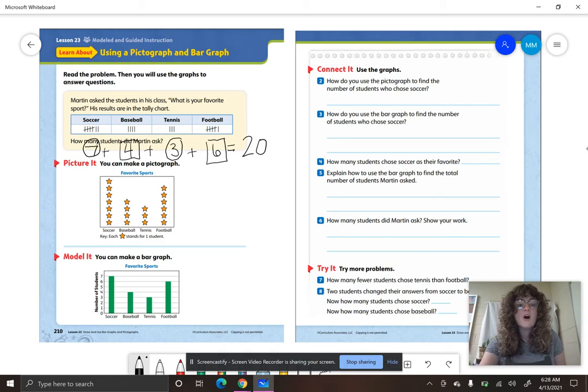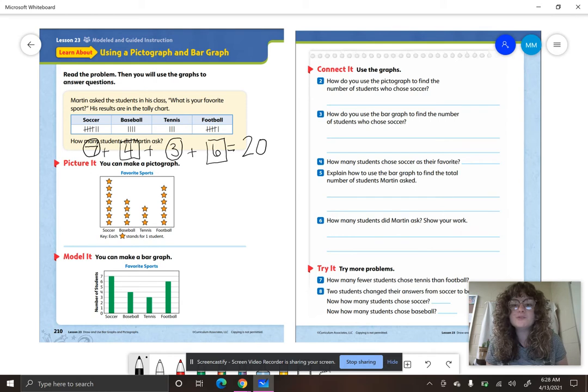We can also use a bar graph. Remember, we have our scale on the side, and this tells us the number of students. And we draw our bar under the label for the amount of students that like that sport. So for soccer, we know that 7 students like soccer. So we drew a bar up to that 7, not past the 7, at the 7 for friends that liked soccer.